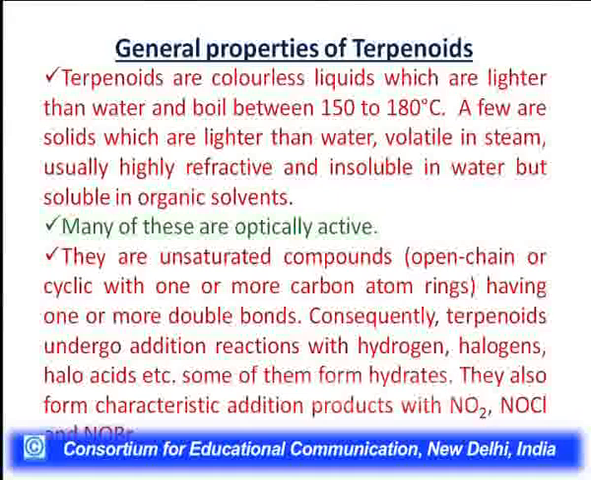Then come the general properties of terpenoids. Terpenoids are basically colorless liquids which are generally present in the essential oils of plants, and these are lighter than water and boil between 150 to 180 degrees centigrade.